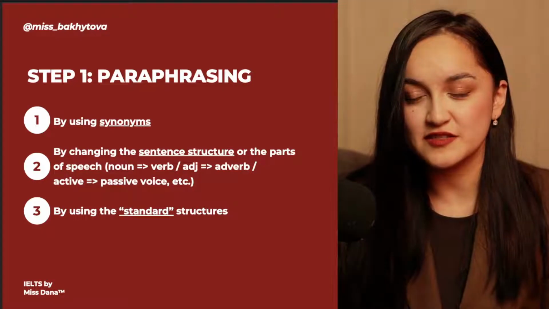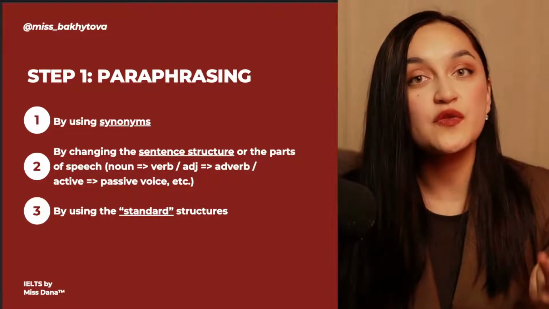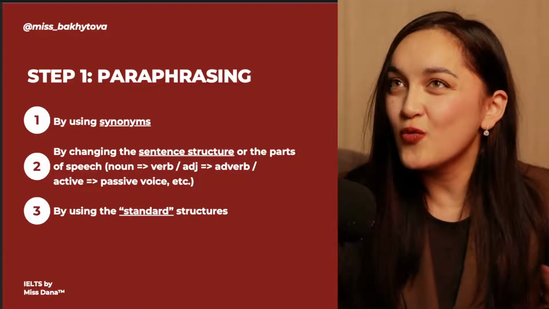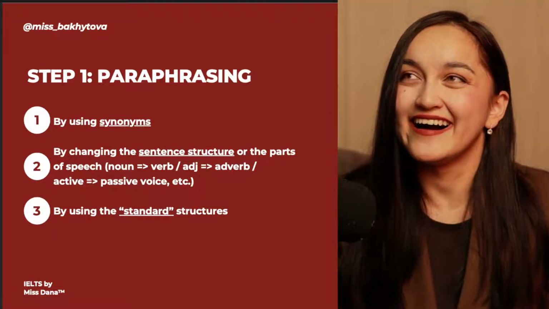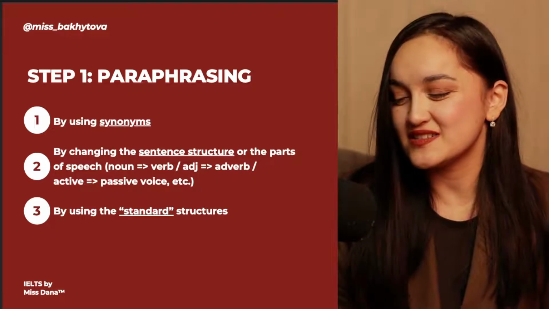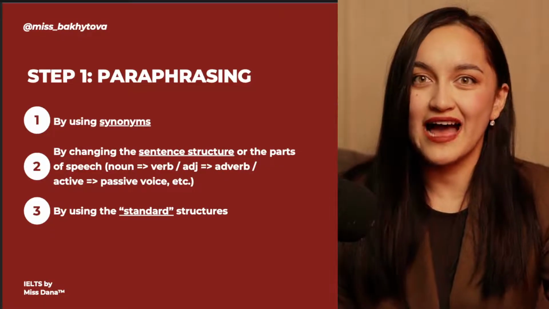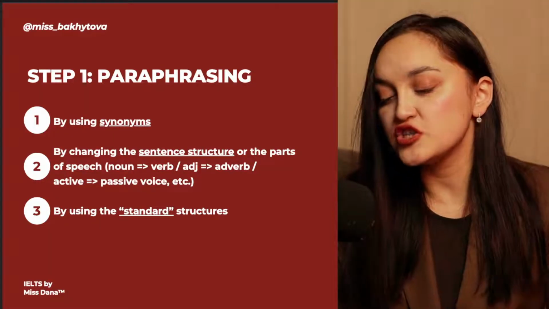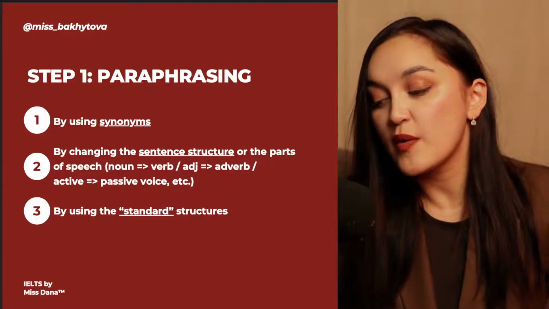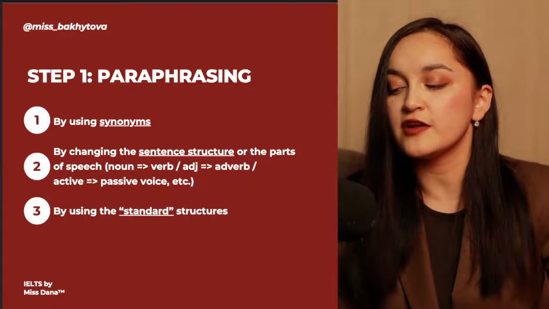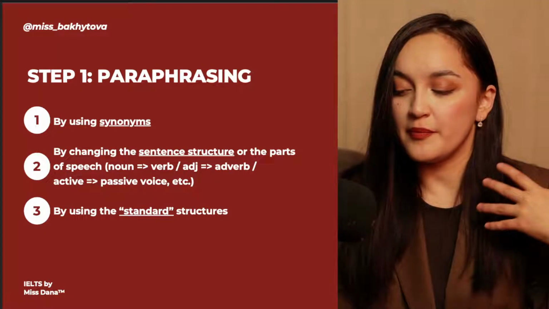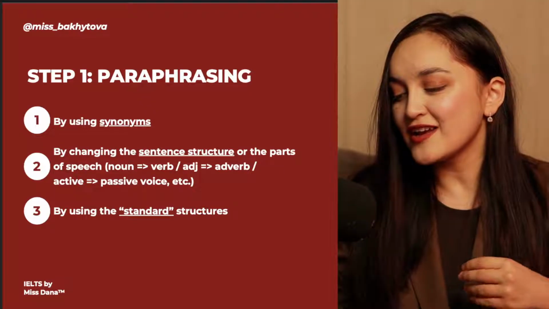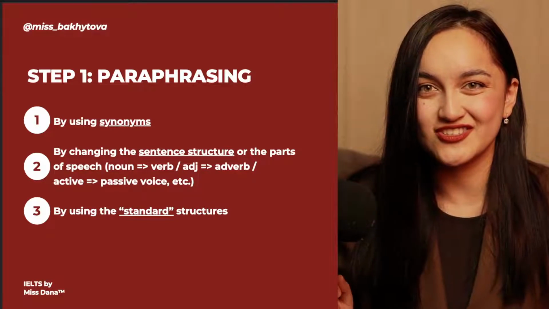How you can paraphrase, please write this down. There are 3 major ways. First is by just simply using synonyms, which doesn't work all the time. All right, so you need to do more than that. You need to think of some other ways of paraphrasing, which include changing the sentence structure or the parts of speech, right? If it's a noun that you're given, then change it to a verb. Change adjectives to adverbs, active voice to passive voice, etc. So kind of play with grammatical structures instead.